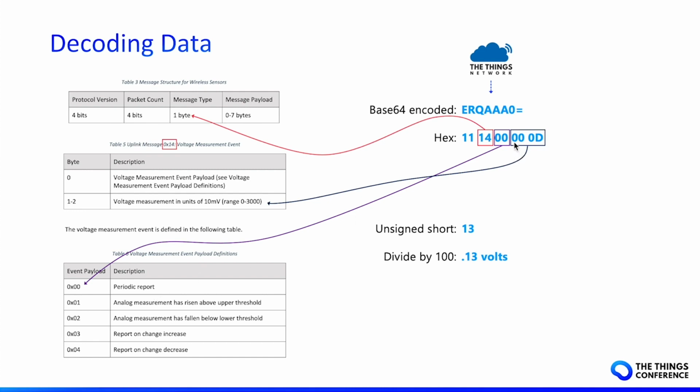Then the last 2 bytes, 000D, are the actual voltage. According to their documentation, that is in a range of 0 to 3000 and in units of 10 millivolts. What that means is that it is an unsigned integer that is 2 bytes long, or in other words, an unsigned short. So we can take the 000D, decode that into an unsigned short, and we get 13. Finally, we need to divide that by 100 to convert it from units of 10 millivolts into units of volts, and we get a final reading of 0.13 volts.